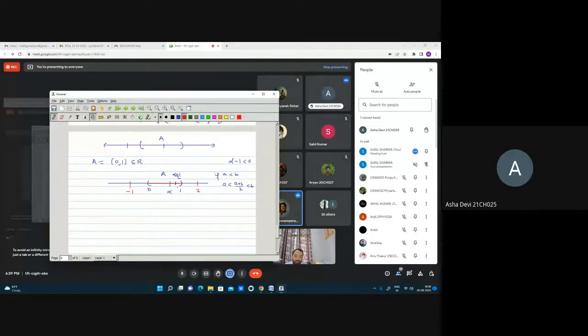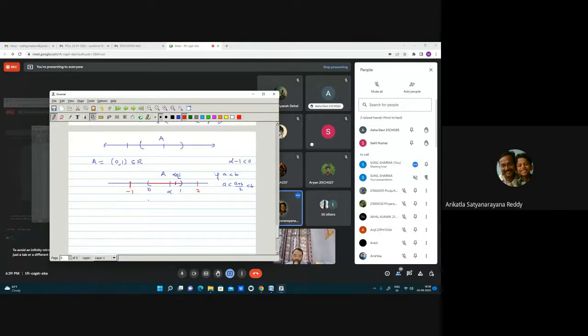So yes, 2 is an upper bound, but 2 does not belong to that set. So not belonging to the set does not imply not an upper bound. Okay, so that is not the answer. Now come to the point. Why is -1 not an upper bound?